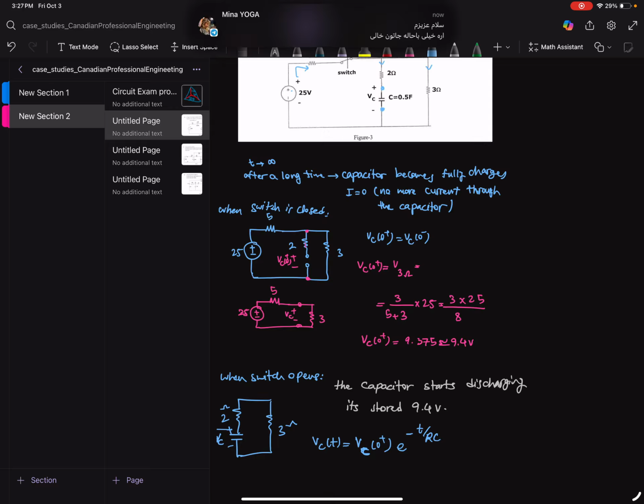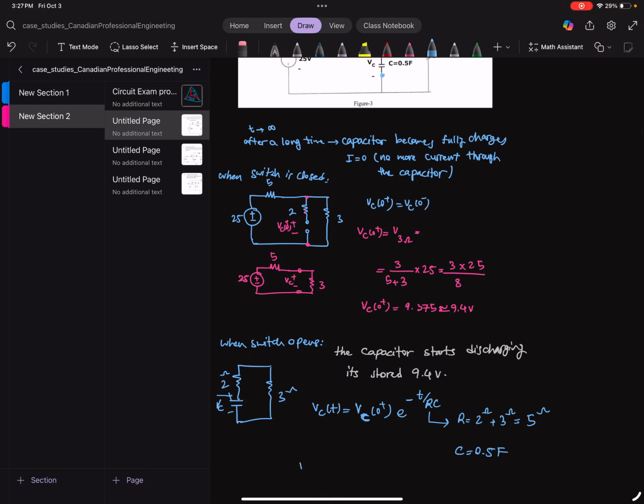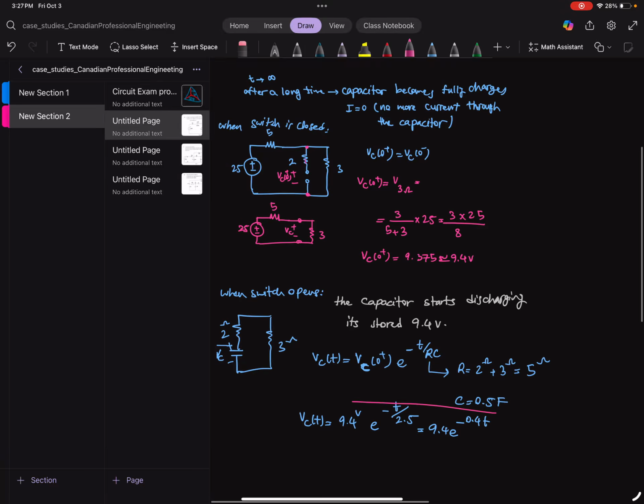Now, because the 3 ohm and 2 ohm are both in the circuit with the capacitor, this R here is going to be 2 ohm plus 3 ohm, which is 5 ohm. Our capacitor value is half a farad. So then our VC(t) becomes 9.4 volt e to the minus t over 2.5, or we can say 9.4 volt e to the minus 0.4 t. So we answered another question, part 2, for this.